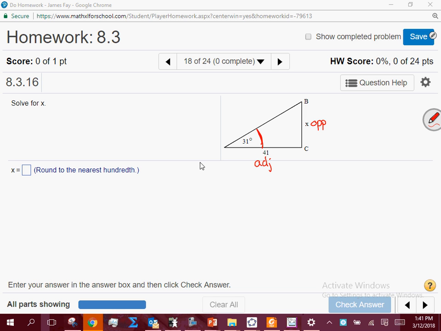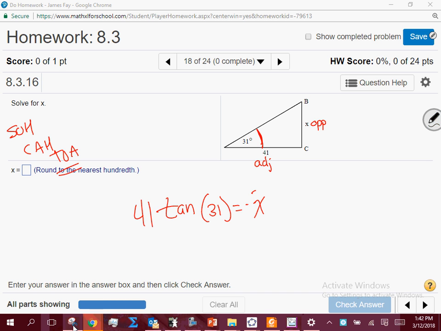So we should be able to say then, which trig ratio in SOHCAHTOA uses opposite and adjacent? Tangent, right? So we're going to say tangent of that angle, 31, is equal to X over 41, right? Now what do you do to solve for X? Yeah, multiply both sides by 41. It's going to leave you X over here, and so 41 over here, correct?